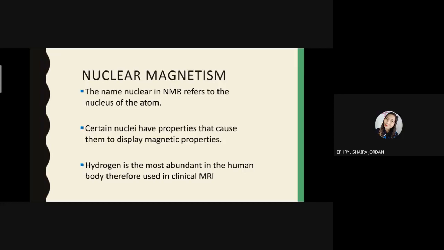Nuclear magnetism. The name nuclear in NMR: the NMR device was the first name or term prior to MRI. The name nuclear in NMR refers to the nucleus of the atom. Certain nuclei have properties that cause them to display magnetic properties. And hydrogen is the most abundant in the human body. Therefore, this is used in clinical MRI.